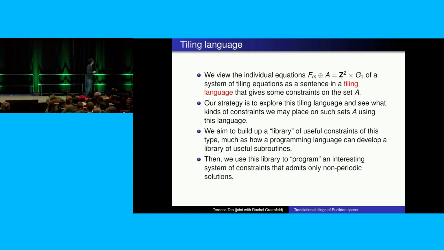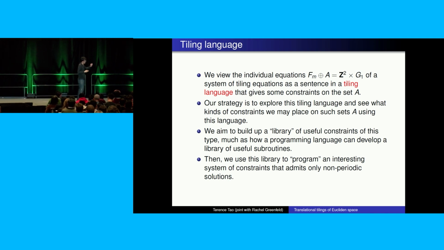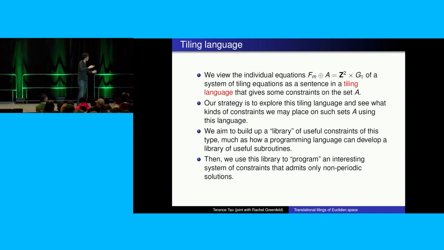So the question is, you want to put up a library of useful properties that are expressible in tiling language, and hopefully they're closed under various Boolean operations and so forth. The philosophy we had was like how, if you want to write a complicated program, you first put up software libraries where you do basic operations, and then you chain them together to form more and more complicated operations.